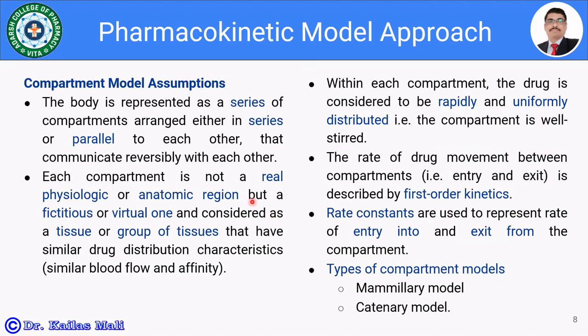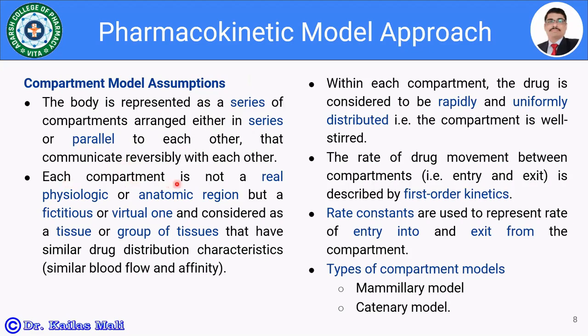So the very first assumption: the body is represented as a series of compartments arranged either in series or parallel, like a train or like a satellite to each other, that communicate reversibly with each other. This is the first assumption. So the body is represented as a series of compartments arranged either in series or parallel to each other that communicate reversibly with each other, so the drug is going to be distributed from compartment to compartment.